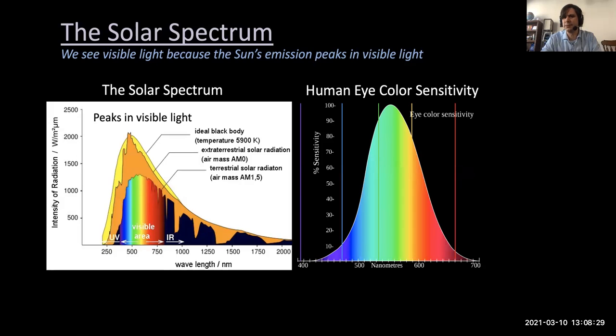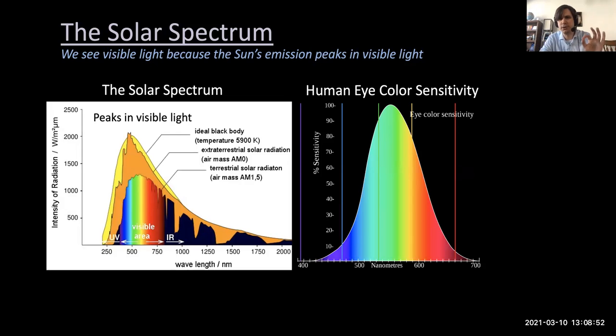So, no surprise at all that we humans specialize in seeing visible light since it's such an abundant resource from our sun. So now you can start tying all these things together. We've got some biology going on, some astronomy, some psychology and neuroscience. This is just such a cool subject in and of itself.